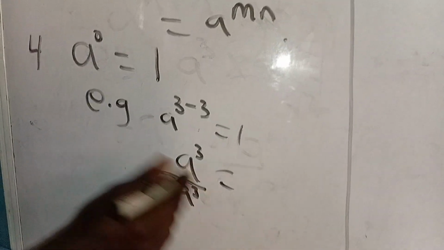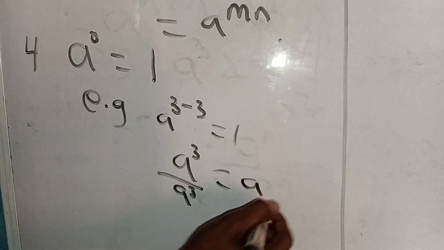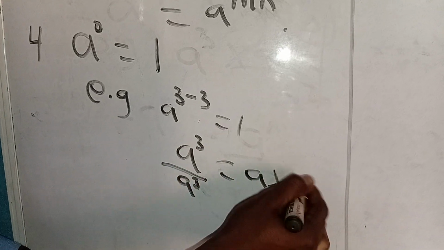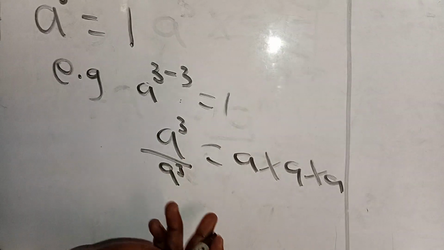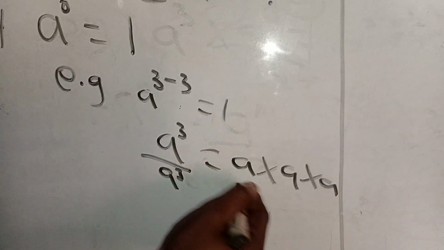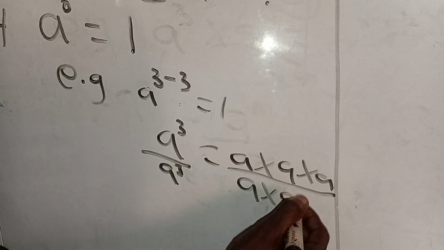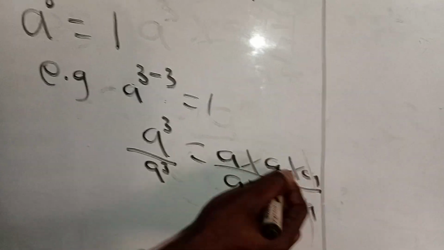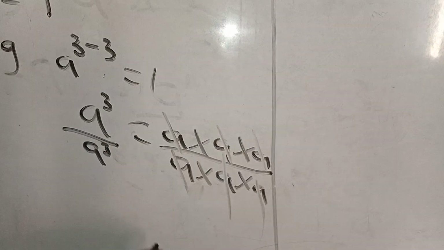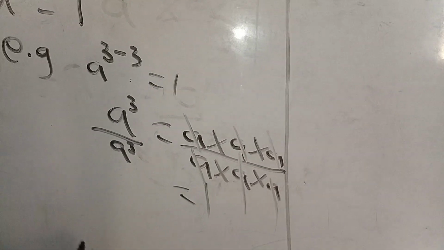Why? Because let's write a times a times a. How many times are you having a here? 3 times. That's why you have it as a times a times a, over a times a times a. So it's now going to be a cancel a cancel a cancel a, which is equal to 1. So it's the same thing.